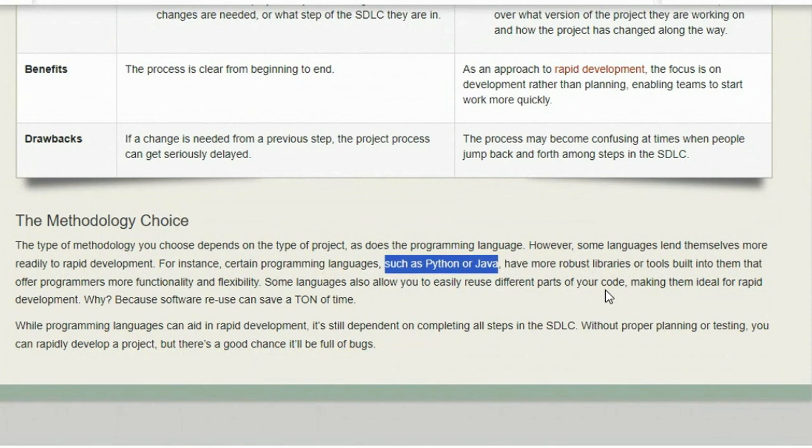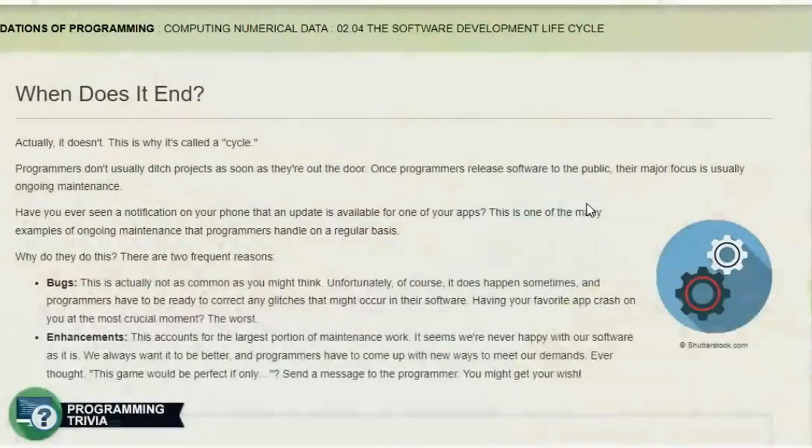Why? Because software reuse can save a ton of time. If I don't have to write this section of code every time, and I can write it once and just keep using it over and over again as I go through my program, it saves a lot of time. So while programming languages can aid in rapid development, it's still dependent on completing all the steps in the software development lifecycle. Without proper planning or testing, you can rapidly develop a project, but there's a good chance it'll be full of bugs.